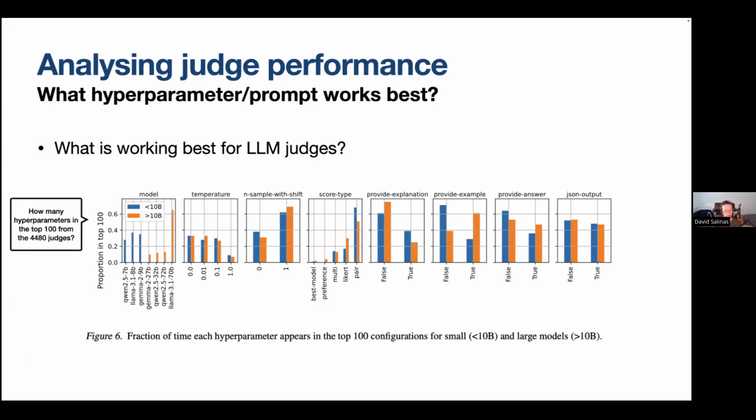For temperature, roughly all temperatures are fine. You just don't want a very high temperature. That seems to be the thing that hurts performance, unlike creative writing, for instance, which probably makes sense. Here we see something quite interesting: the format is actually super important. This pair format, the example I was showing in the prompt where you have score A and score B, seems to be a very good output format.